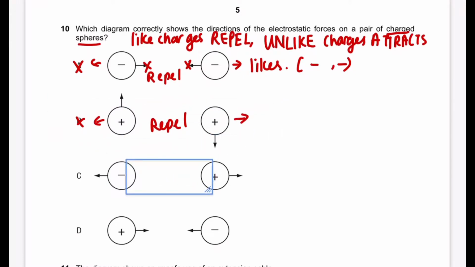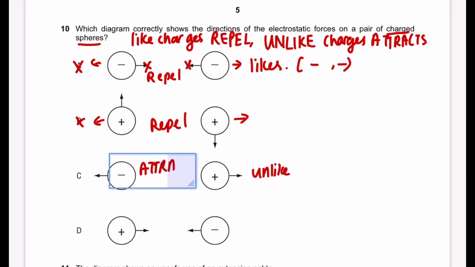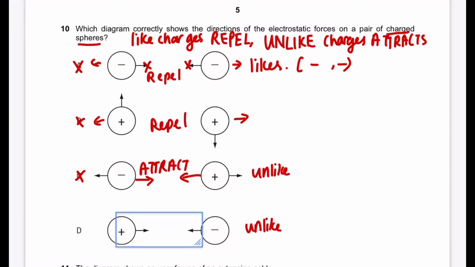Next, this is unlike charges. So unlike charges should attract. Let me write down here. And the motion should be like this, not the opposite. So C is out. Now D. Another unlike charge spheres, and this time the direction is correct. It is towards each other. The answer is D.